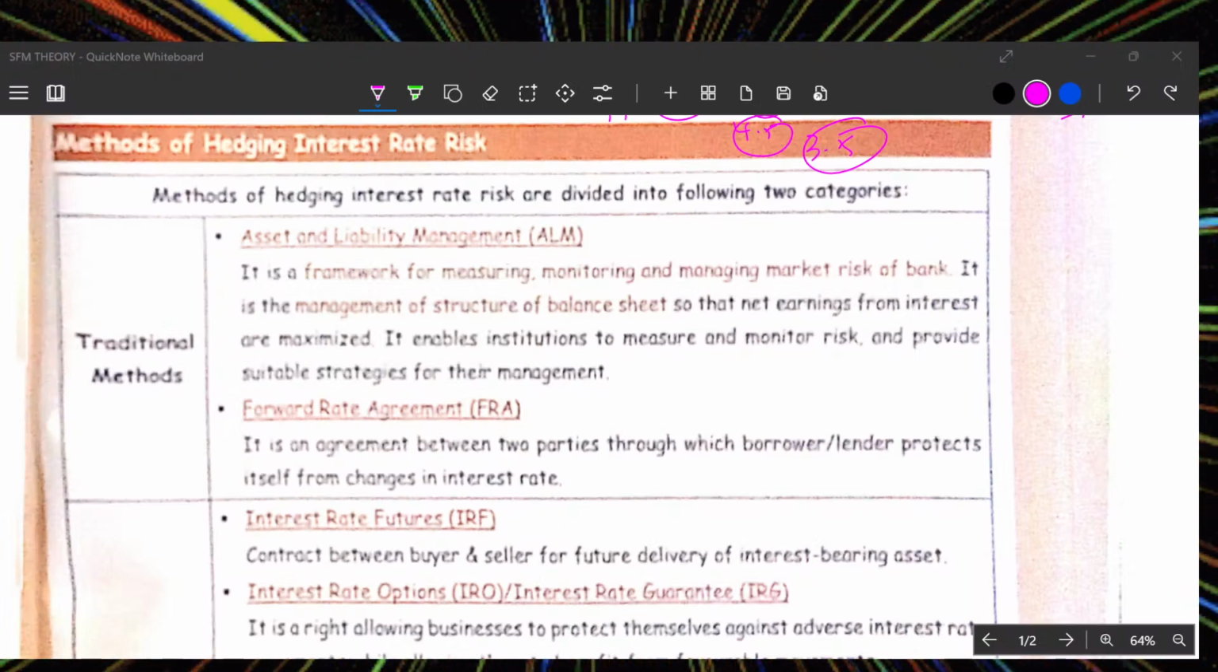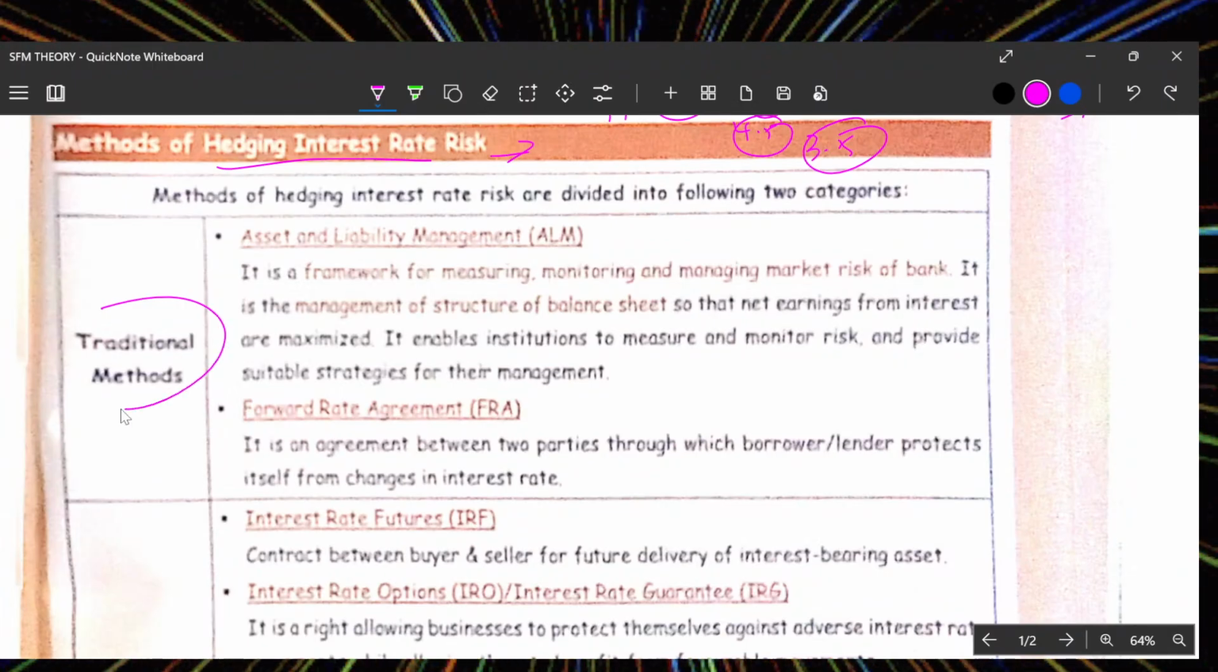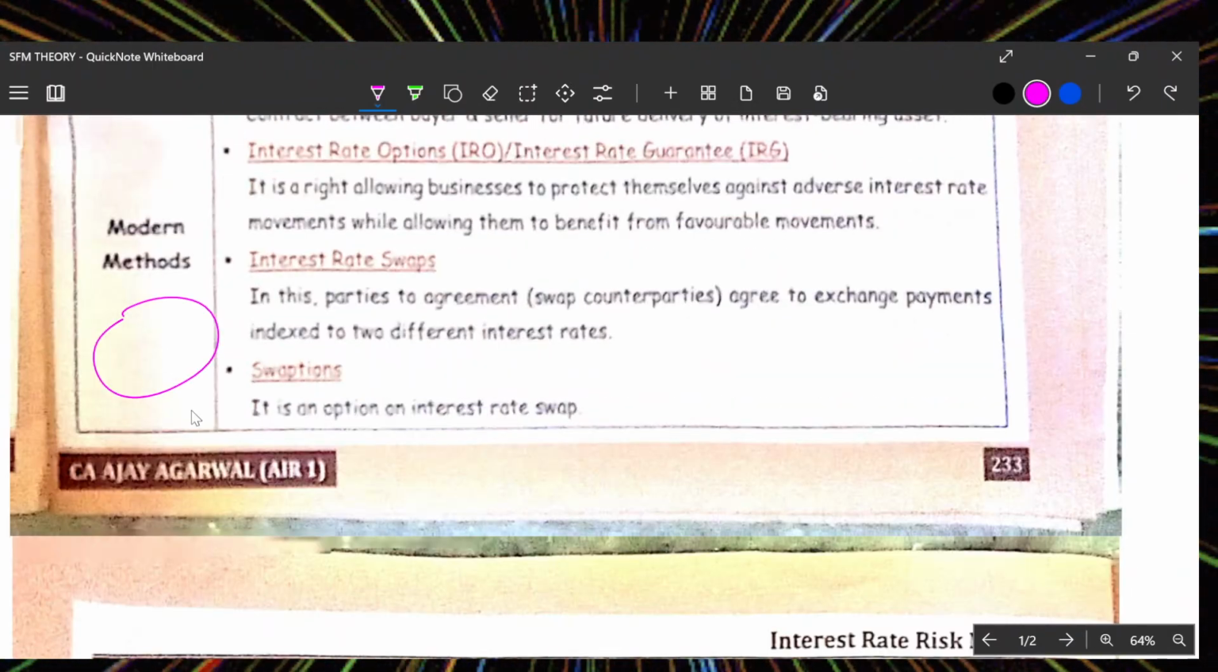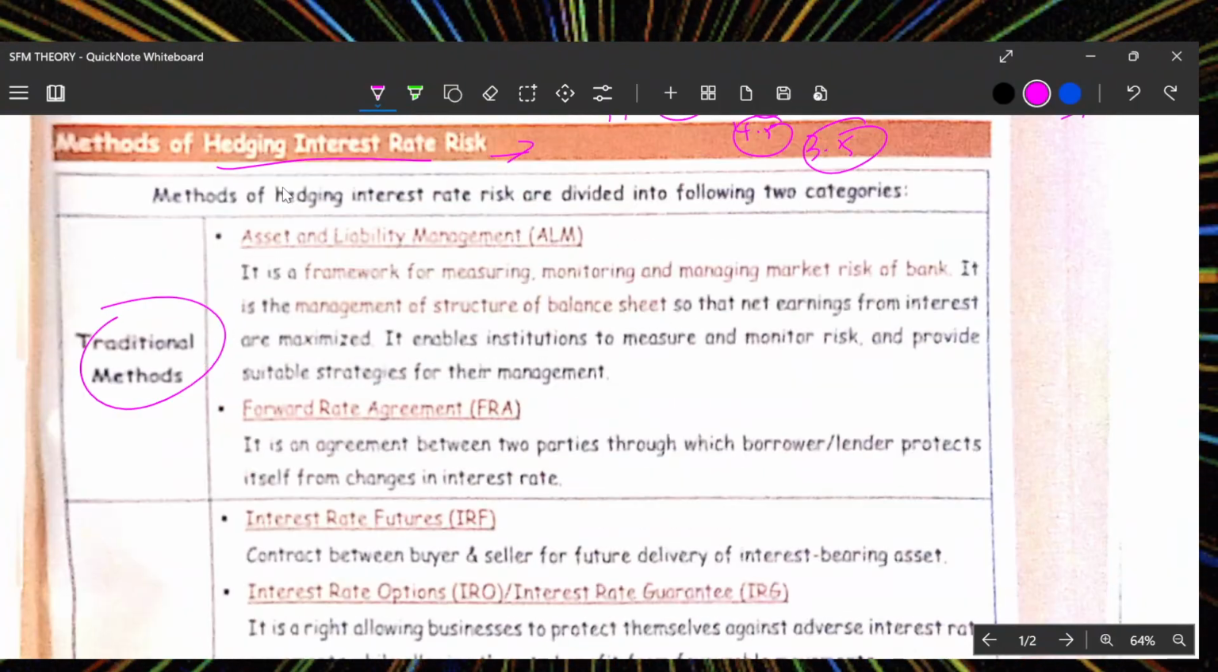Next, what are you going to see? Methods of hedging interest rate risk. Traditional methods are there, modern methods are there. Two methods are there. We are going to see both the traditional and the modern method.